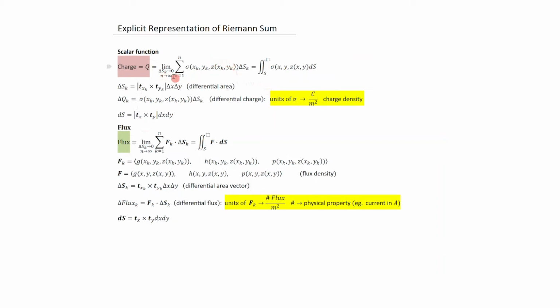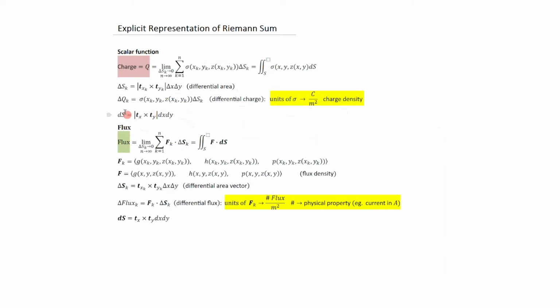In the limit, basically as you make the surface area elements smaller, and you need more of them to fill out the space, this in the limit becomes the double integral of sigma x, y, z, where z is valued at xy ds. Delta sk in this case will be the magnitude of txk cross tyk, delta x, delta y. And the differential charge associated with a specific surface area element now will be sigma of xk, yk, z evaluated at xk, yk, times delta sk. So this is a differential charge. And again, the units of sigma are coulombs per meter squared, which is the charge density.